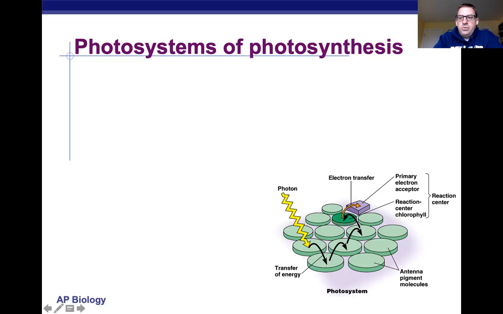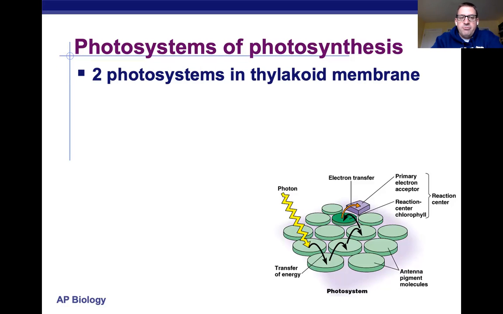All right, welcome to part two of the light reactions lecture. This is going to focus more on what happens in the actual thylakoids of the chloroplast, where the photosystems are located. So when we talk about photosystems and photosynthesis, there are two different photosystems in the thylakoid membrane.